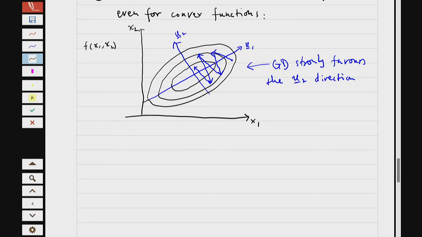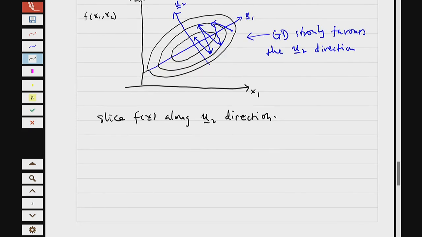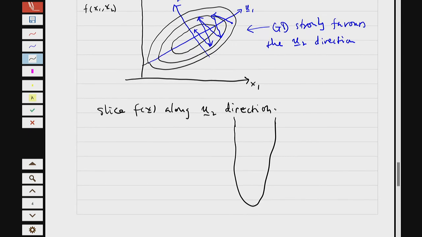in a 3D shape, I'm going to slice the canyon open along the U2 direction. I take a section along the U2 direction. Let's slice f(x) along the U2 direction. So this canyon will look something like this, right? A deep canyon with a very narrow opening, but very long. And we're trying to get to the bottom, right?